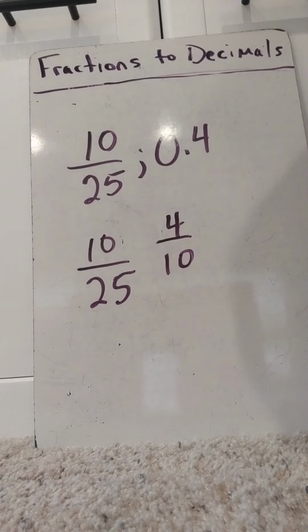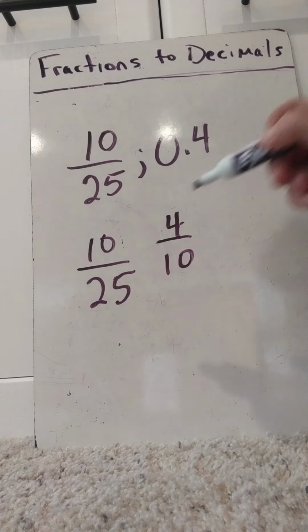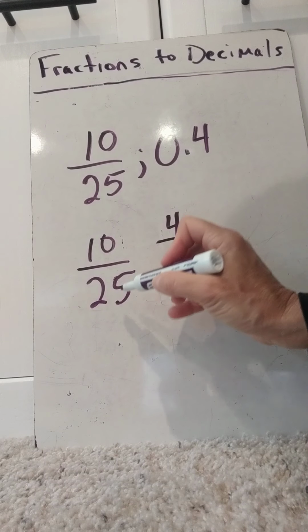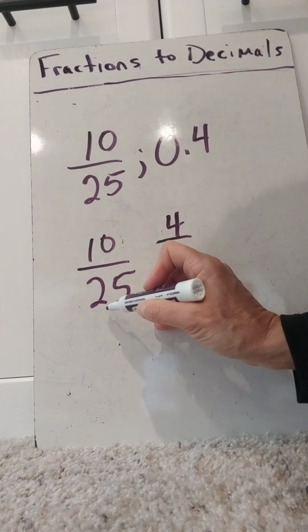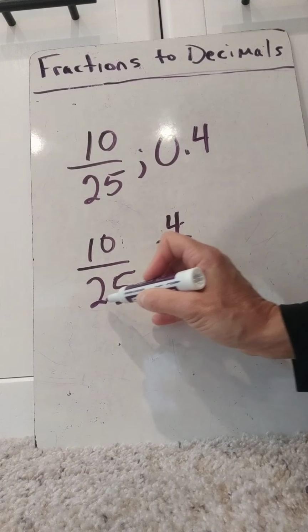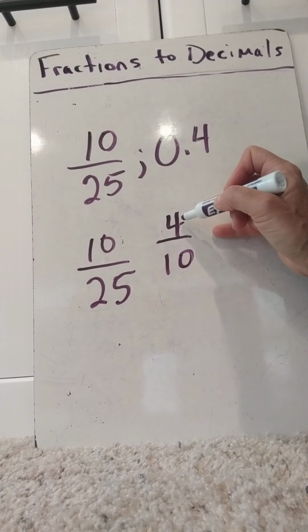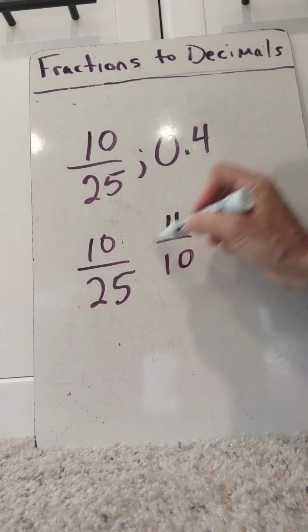Now, here's how you do this, boys and girls. Remember this little trick that we taught you. Mrs. Quigley and I taught you this. Now, to find out whether they're equivalent, you just cross multiply, okay? Remember that? So I start down here at the bottom. Always start at the denominator, and you cross multiply. 25 times 4 equals what?